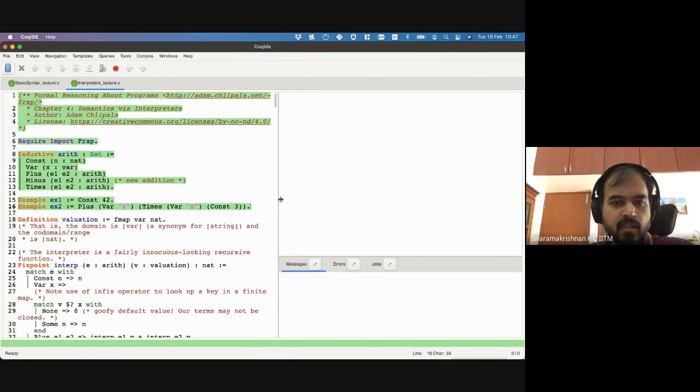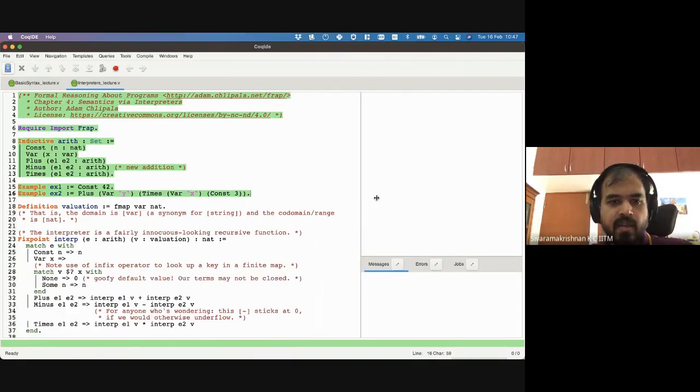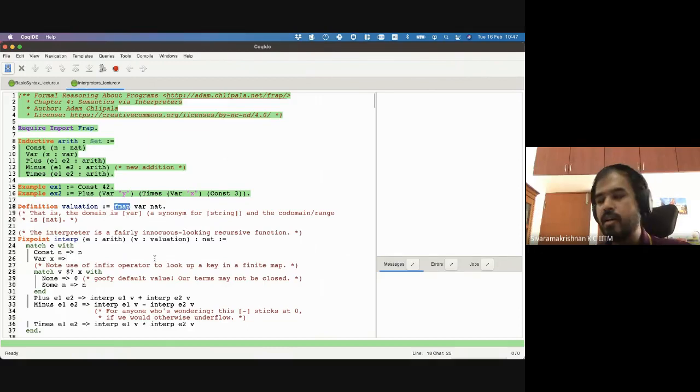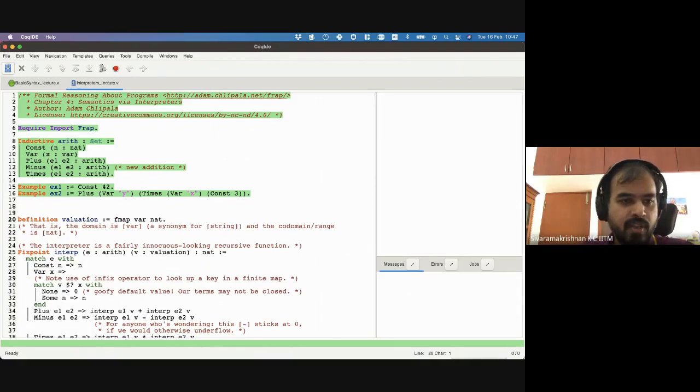So here is the map, this finite map. This fmap comes from the Frap library. So you can check what fmap is. It might have an interesting type. Yeah, it just says type to type. So it looks very, very generic, and it is supposed to be.